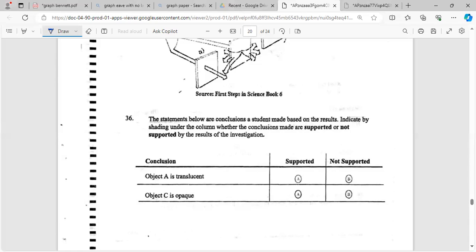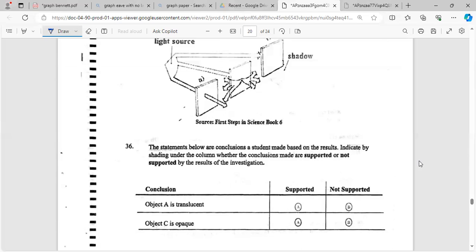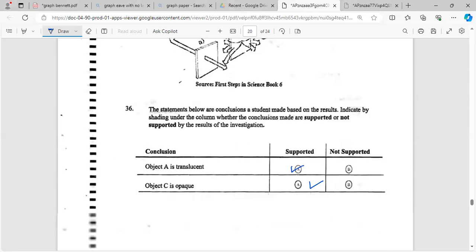Transparent. Let's see. Is that supported or not supported? So object. So go to object A now. So this is supported. C is up here. So for this, both of them will be A.